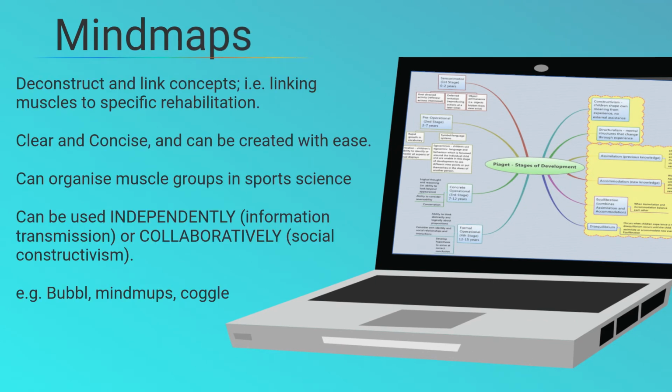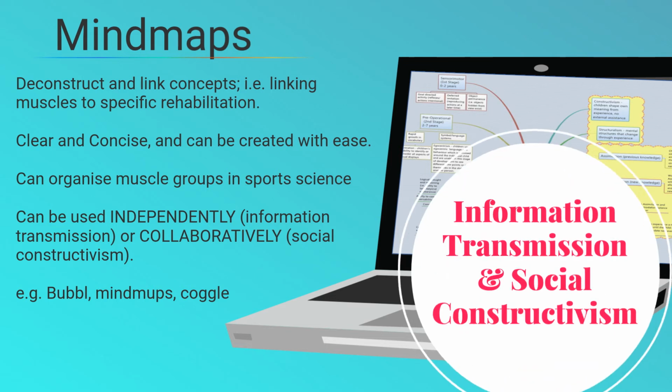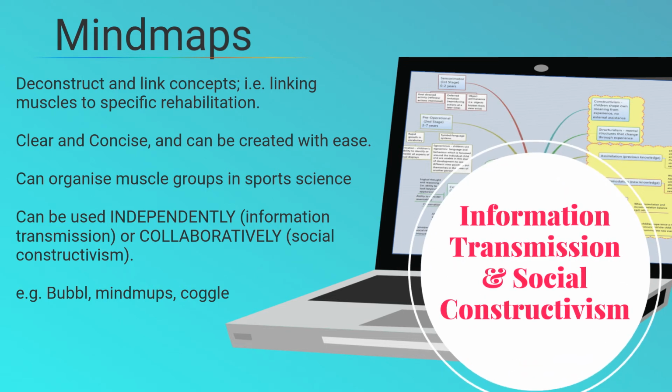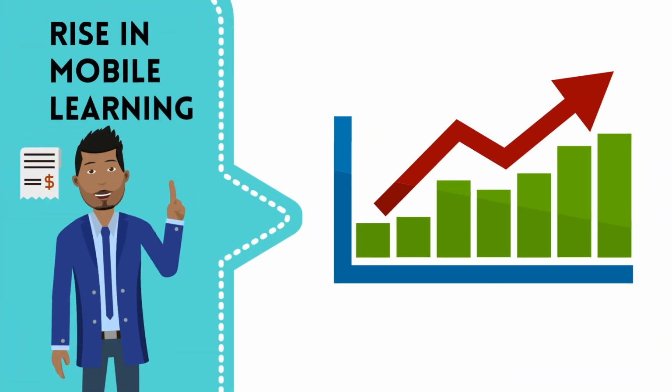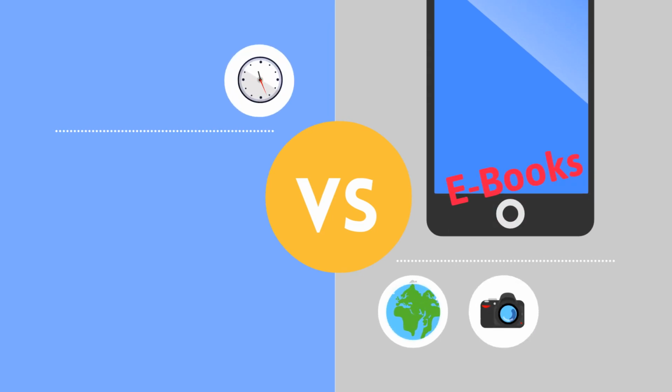This can easily be done through an educational tool known as a mind map. They provide clear and concise information and can be created with ease. Mind maps can be used independently or collaboratively, and hence is the classic example of both informational transmission and social constructivism.